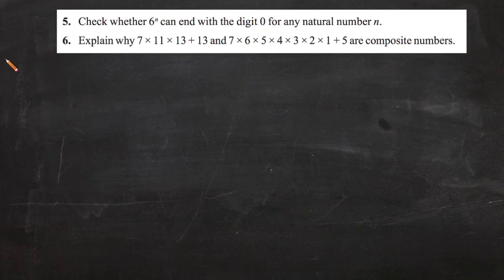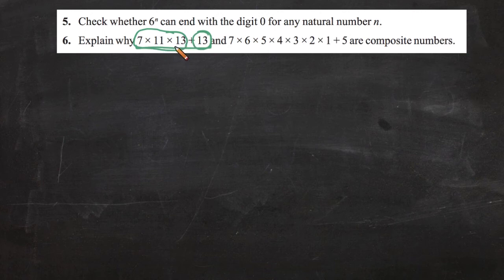Let's move on to the second one. Explain why 7 times 11 times 13 plus 13 and this number are composite numbers. So just for a quick refresh, composite numbers are those numbers which have more than 2 factors. So let's start with the first one. As I can see here, there are two terms. One is 7 times 11 times 13 and another term is 13.